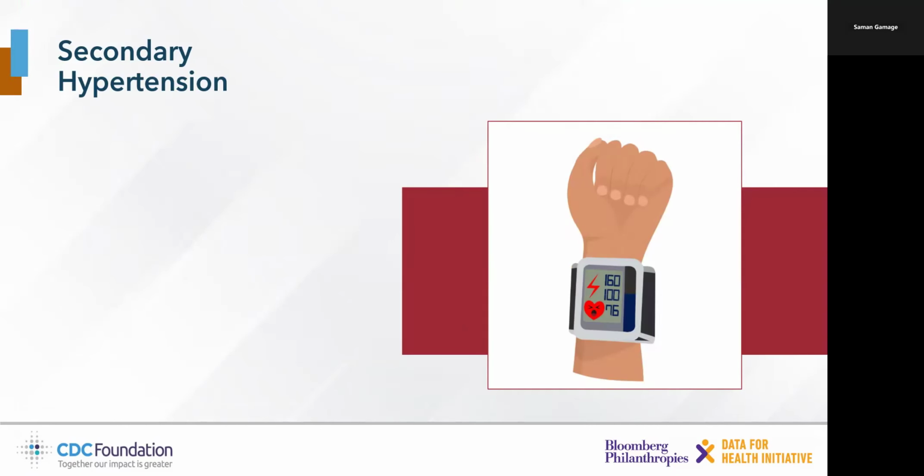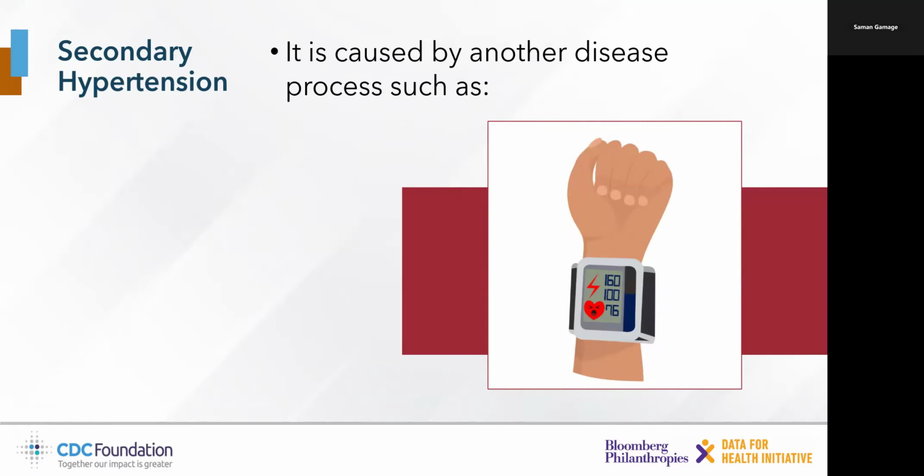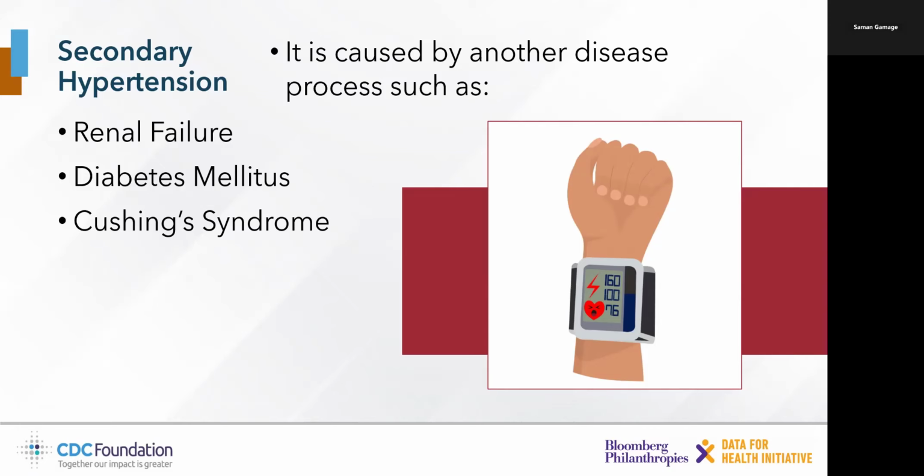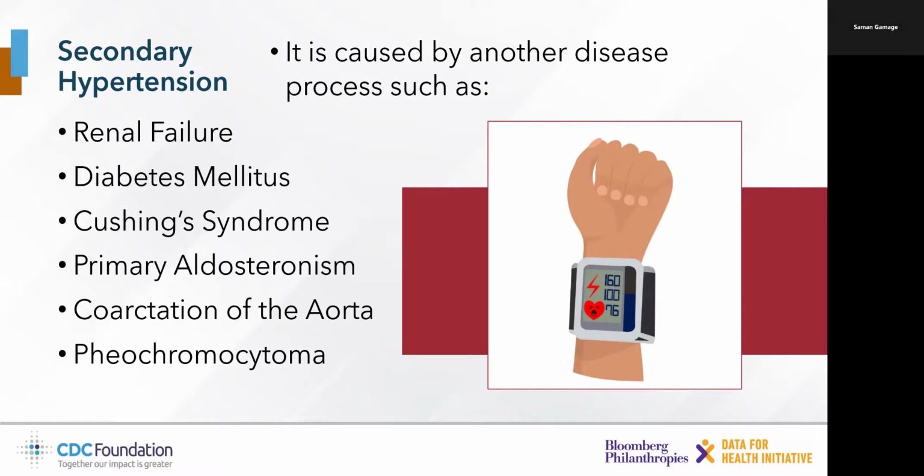What is secondary hypertension? Secondary hypertension is caused by another disease process such as renal failure, diabetes mellitus, Cushing syndrome, primary aldosteronism, and there are several causes of secondary hypertension. The majority have primary hypertension or essential hypertension, which does not have any cause, but secondary hypertension is always caused by another disease process.